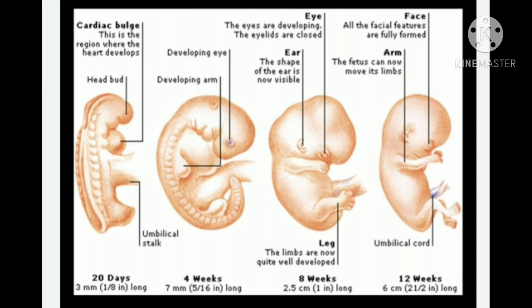Coming to the 8 weeks. Till 8 weeks, the eyes are still developing and the eyelids are closed. Then moving on, the ear. The shape of the ear is now visible to some extent. The limbs are now quite well developed. Earlier it was not the case.